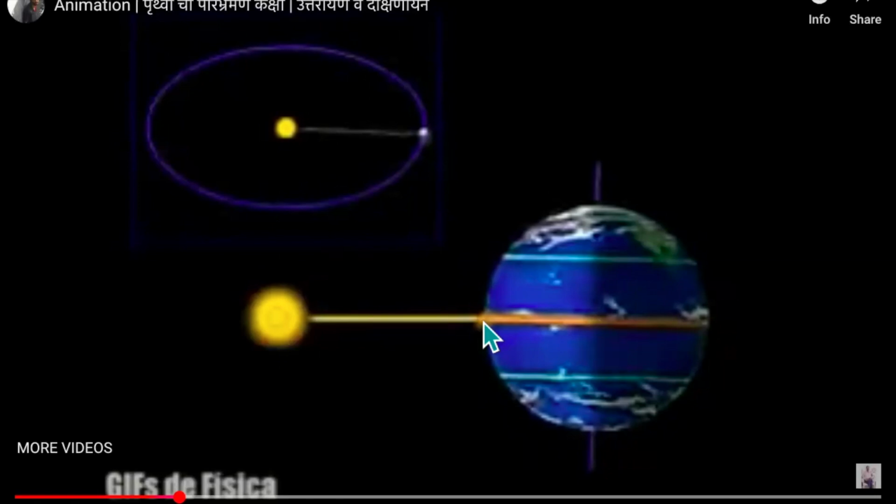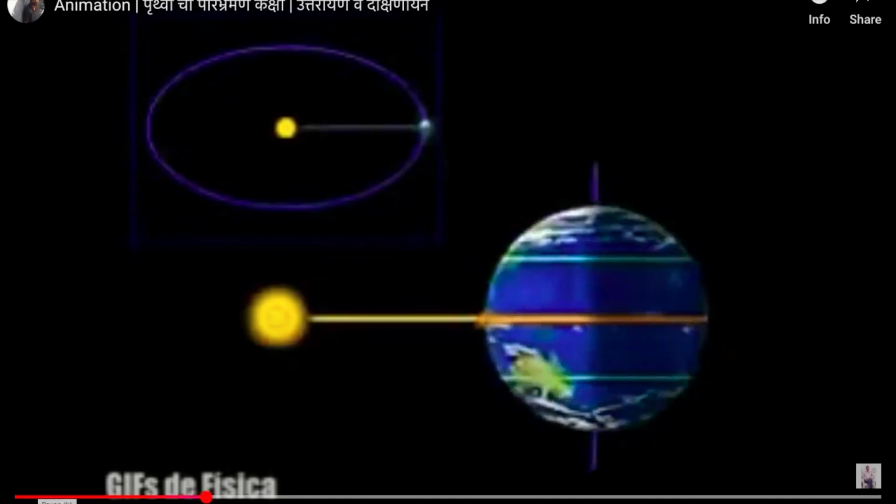So the sun has equal day and equal light on the northern hemisphere as well as the southern hemisphere. Fine. Let's go further and try to see what happens next. So this is on 21st of March.